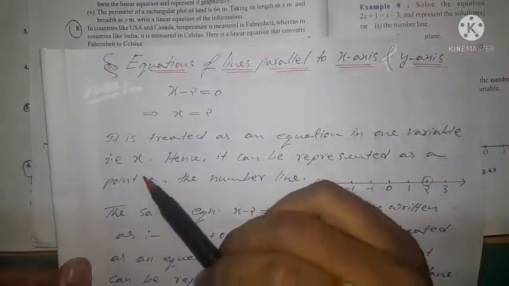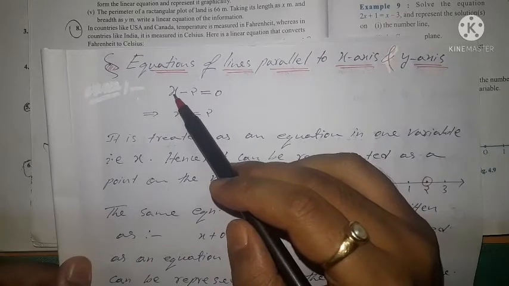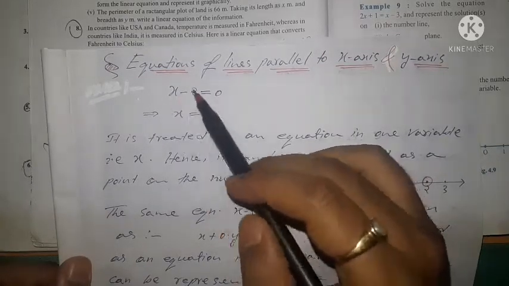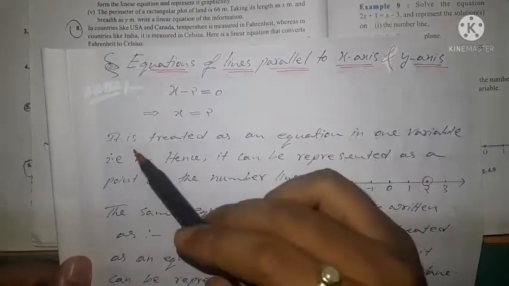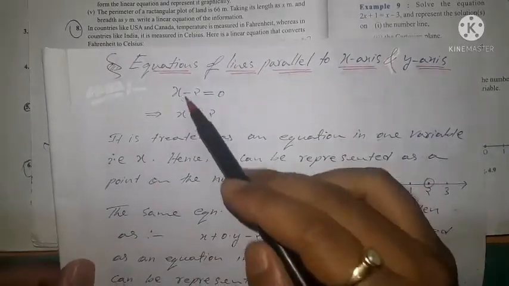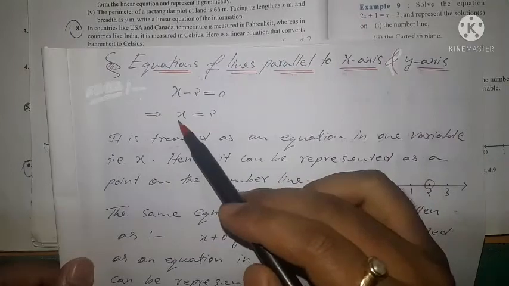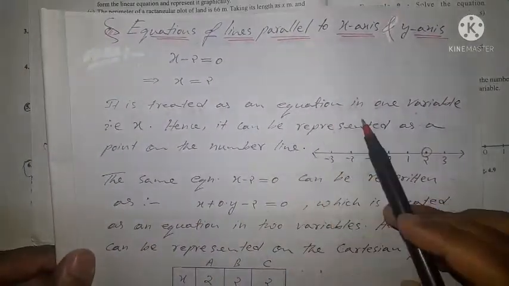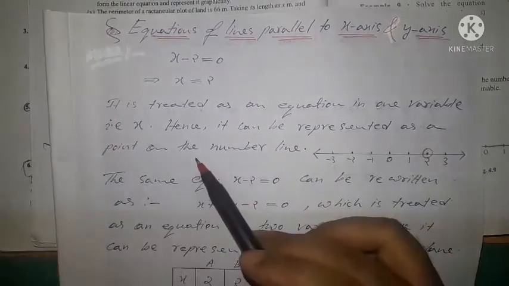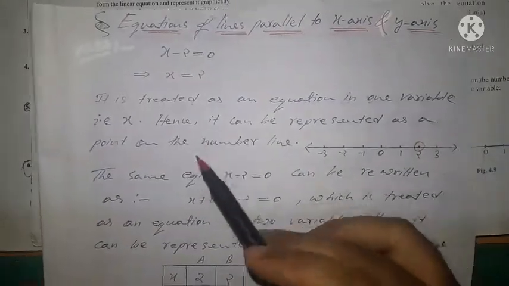So let us consider a linear equation where x minus 2 is equal to 0. This is a linear equation in one variable. As we can see, only one variable is there, that is x. The other variable is not there. So we can rewrite it as x equals 2. It is treated as an equation in one variable, that is x.